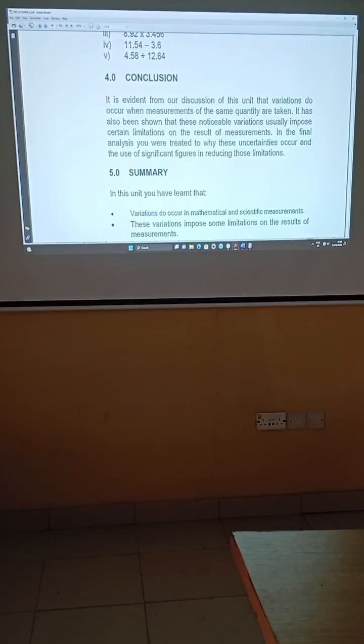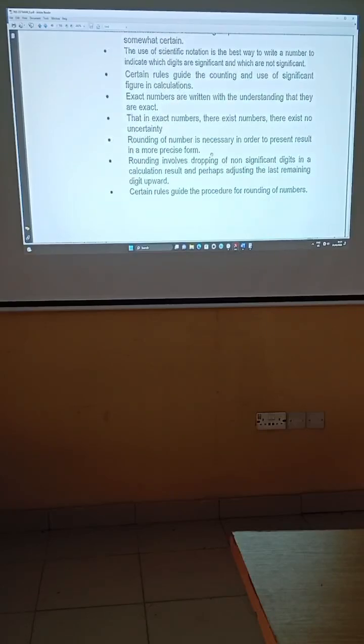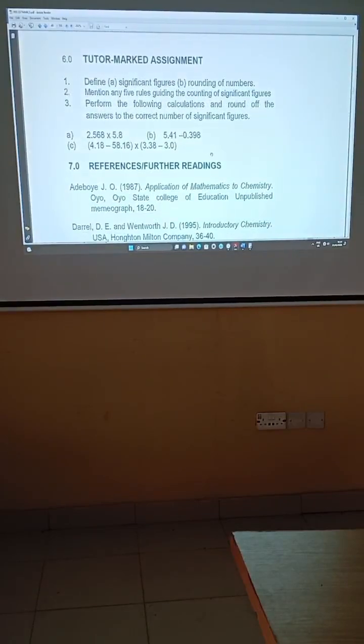So in conclusion, it is evident from our discussion of this unit that variations do occur when measurements of the same quantity are taken. It has also been shown that these noticeable variations usually impose certain limitations on the result of measurements. In the final analysis, you were treated to why these uncertainties occur and the use of significant figures in reducing those limitations. So this is a summary of the lecture. You go through the summary, and we are going to stop here for now.